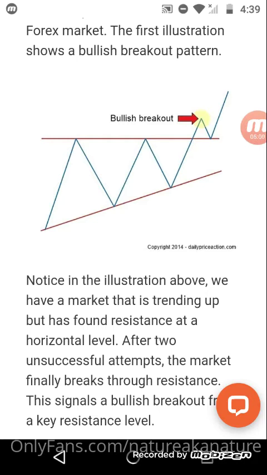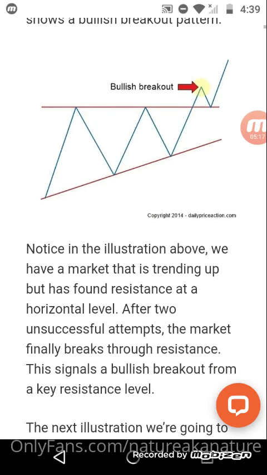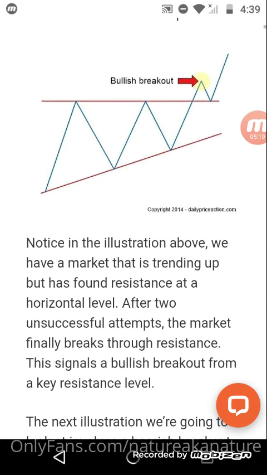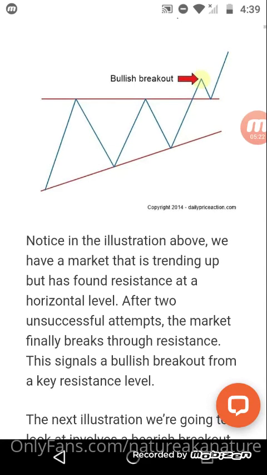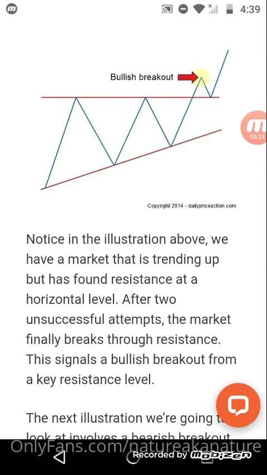So at the top, it found some resistance. Okay, it finally broke that resistance level. The resistance is the top. Then the market finally breaks through the resistance to signal a bullish breakout from a key resistance level. So once it broke that key resistance level, it made a bullish breakout.